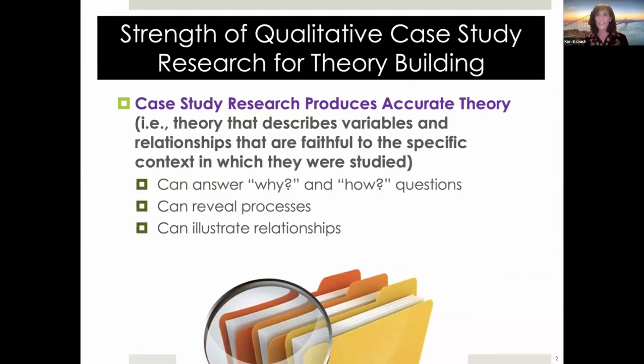So first, I would like to talk a little bit about the strengths and weaknesses of qualitative case study research for theory building. For those of you who do qualitative case study research, you already know this, but case study research is really good for producing accurate theory. That is theory that describes variables and relationships that are faithful to the specific context in which they were studied. And as a result of this context richness, they can answer why and how questions, why things are happening, how things are unfolding. As a result, they can reveal processes and they can illustrate relationships.